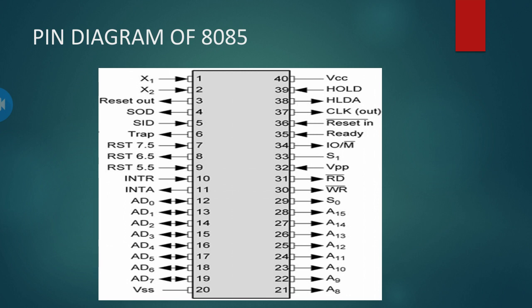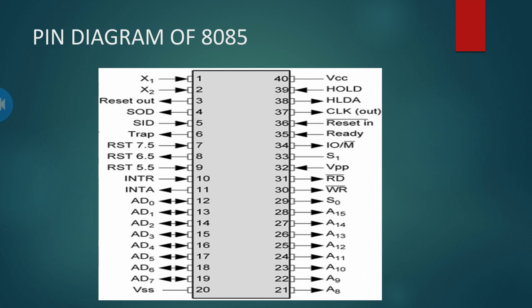Ready pin. If the ready pin activates, it tells the CPU that peripheral devices are ready to send the data. And if the ready pin is disabled or deactivated, it means peripheral devices are not ready to send the data and they do not require the CPU.